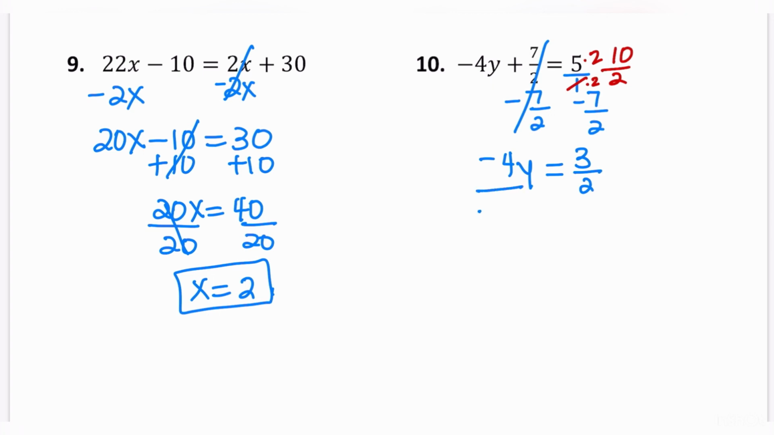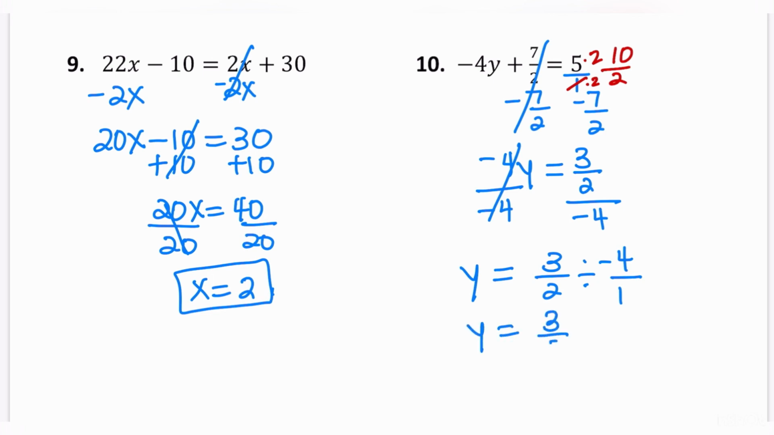Divide by negative 4, divide by negative 4, this cancels. Y equals 3 over 2 divided by negative 4, which is negative 4 over 1. When you divide by a fraction, it's the same as multiplying by the reciprocal. Keep it, change it, flip it. So y equals 3 over 2, change division to multiplication. What comes after to its reciprocal? 1 over negative 4. So then I'm ready to get my answer, which is 3 over negative 8.